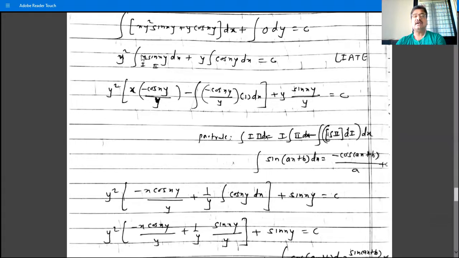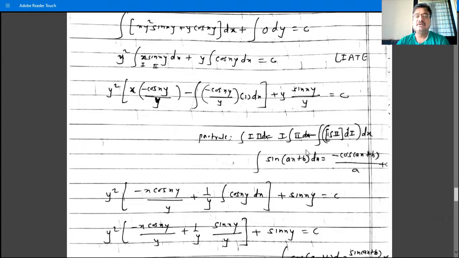And so this x is an algebraic function, and sin(xy) is a trigonometric function. What is the sequence of the functions? It's LIATE: logarithmic, inverse, algebraic, trigonometric, exponential. So x is an algebraic function and sin(xy) is a trigonometric function. So x is the first function, and sin(xy) is the second function.